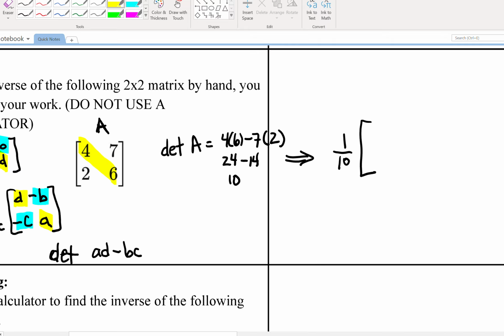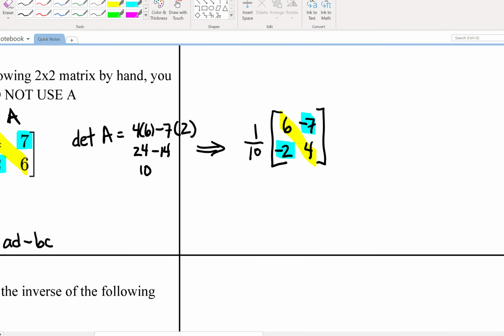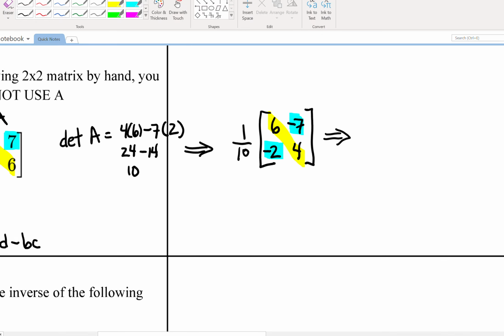remember these two get switched, and so 6 comes up, 4 comes down. These two, their signs get switched, and so this becomes -7 and -2 in those spots. And so now we just do that multiplication. And we'll go ahead and simplify to make our lives a little bit easier.